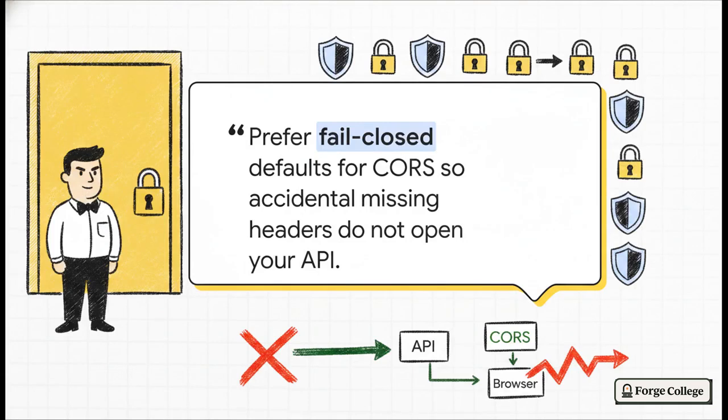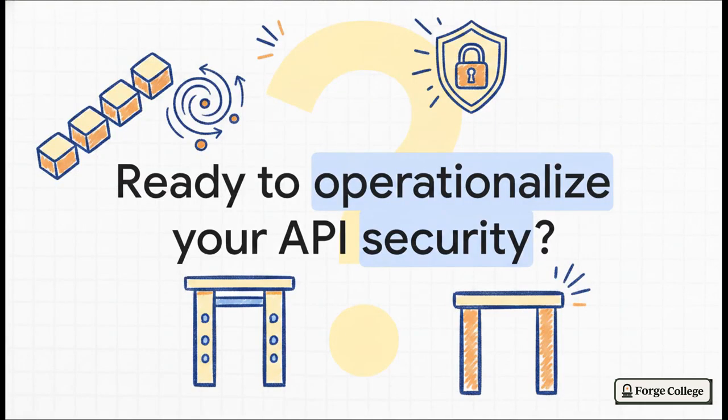I want to highlight this defining thought from our source material. Prefer fail-closed defaults for CORS so accidental missing headers do not open your API. This quote really anchors our entire philosophy for this explainer. Look, exact defensive header handling is computationally cheap to implement, but it is absolutely essential if you want to prevent subtle, devastating browser vulnerabilities. Basically, don't leave the front door open just because it's easier. Build the bouncer.